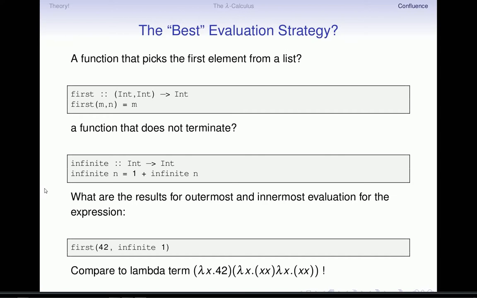Now let's look at the results for outermost and innermost evaluation for the following expression. First of the pair of 42 and infinite 1. Try to evaluate this expression in innermost and in outermost evaluation. What is your result? If you compare this to the lambda term lambda x 42 applied to lambda x x x applied to lambda x x x, then I hope you will see a similarity between these two terms if you have evaluated them both.